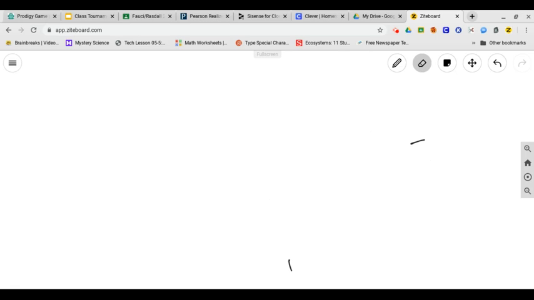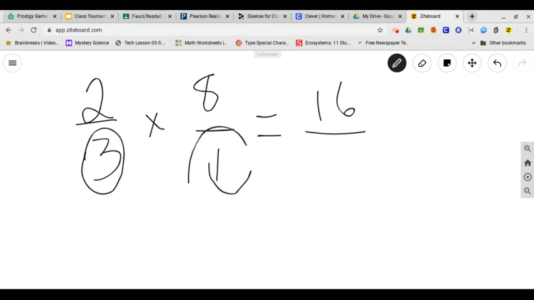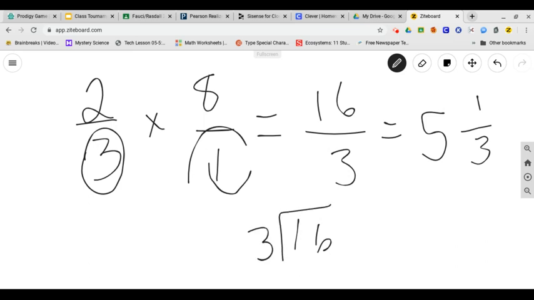I can do one more. Let's do 2/3 times 8. So I could put the whole number over 1. I could do 2 times 8, numerator times numerator, top times top, that's 16. Denominator times denominator, or bottom times bottom. 3 times 1 is 3. 3 goes into 16 5 times because 3 times 5 is 15, and then there's 1 left over. Again, if you're not comfortable, you got to set it up. This means 16 divided by 3. This line, fraction line, really means division.